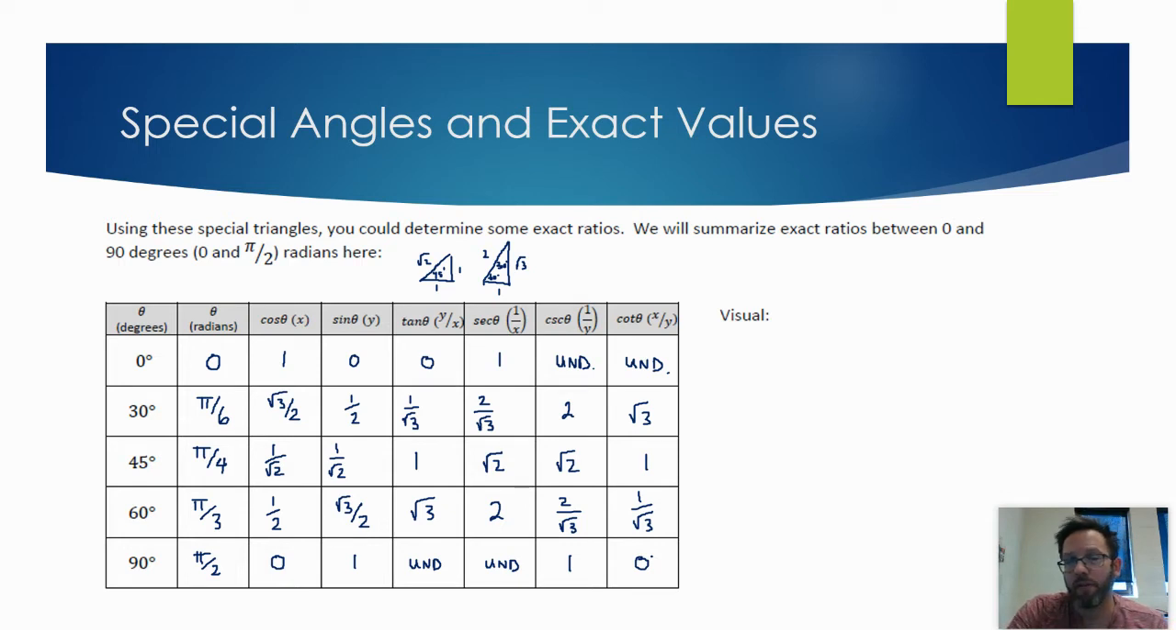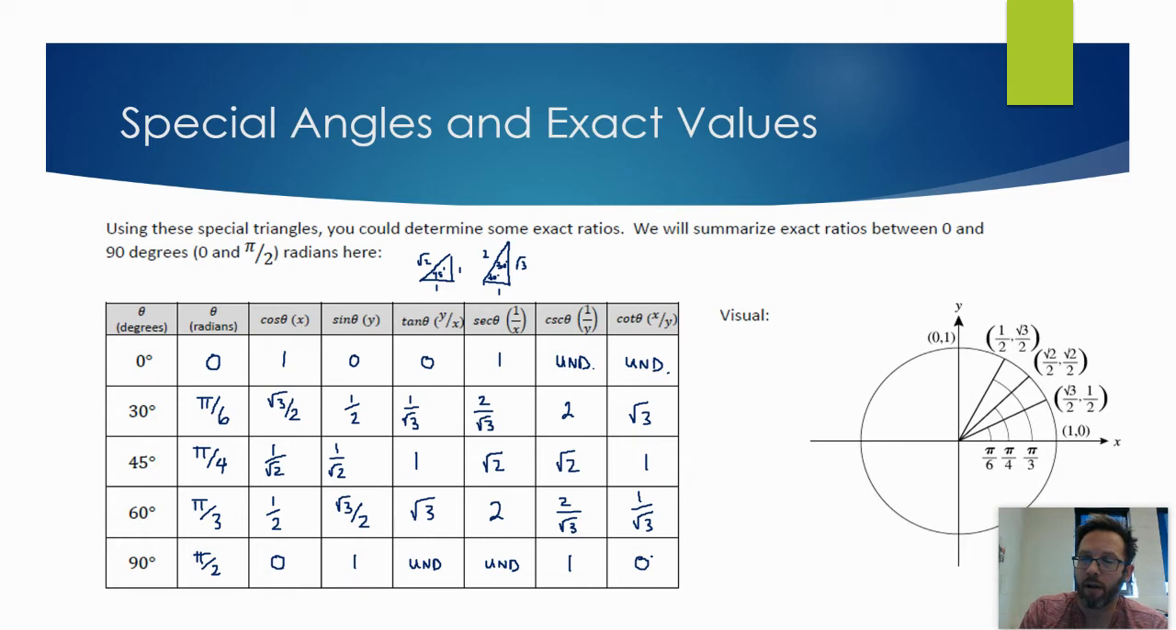Now, these ratios can be summarized. At least the cosine and sine, the part that corresponds to the unit circle, can be summarized by a diagram like this, an actual unit circle diagram. And you'll notice on this one, instead of 30, 45, and 60, we've used pi over 6, pi over 4, pi over 3. And we've shown the corresponding point on the unit circle, the cosine and sine of each.